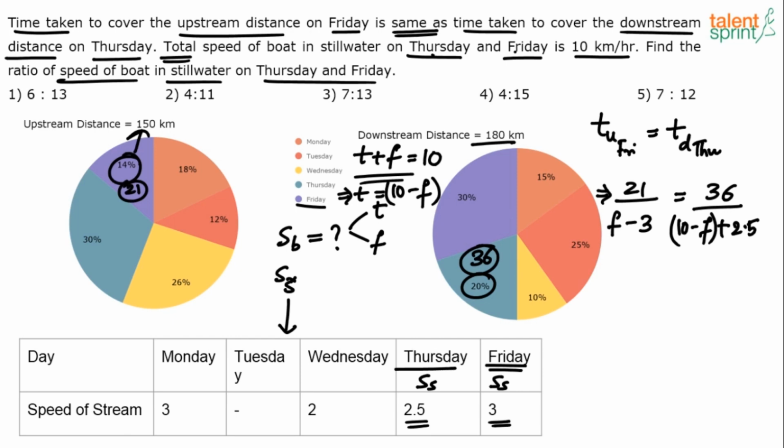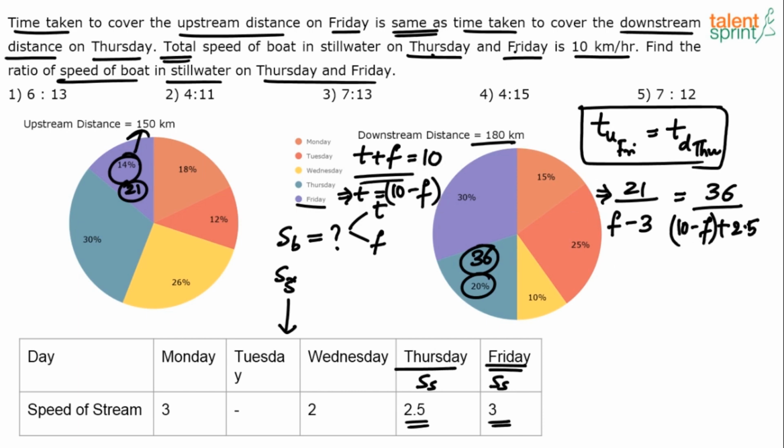I repeat, the given question says the time taken to go upstream on Friday is equal to the time taken to go downstream on Thursday. Time is distance by speed, like we all know. The distance upstream on Friday is 21. The distance downstream on Thursday is 36. Upstream speed is speed of the boat minus speed of the water. The speed of the boat on Friday is F, and the speed of the water on Friday is 3. Downstream speed is speed of the boat plus speed of the water. The speed of the water on Thursday is 2.5, and the speed of the boat is T. T plus F is 10, so T equals 10 minus F.